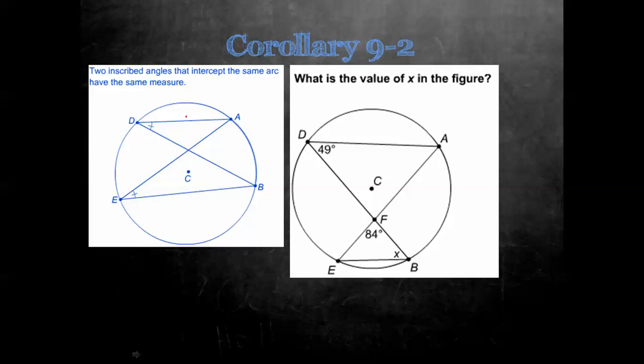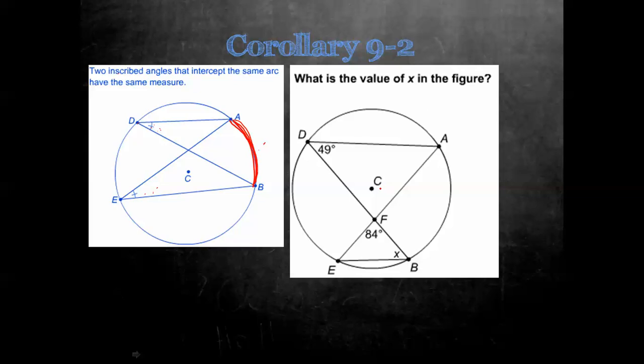Corollary 9.2 says that two inscribed angles that intercept the same arc have the same measure. What that's saying here is that, for example, angle ADB has an intercepted arc of AB right here, and angle AEB also has the same intercepted arc. Again, this corollary makes sense. We can derive this because we know that the inscribed angle is half of the intercepted arc. So no matter what this intercepted arc is, both of these angles are going to be half of that, which means they have to be equal.